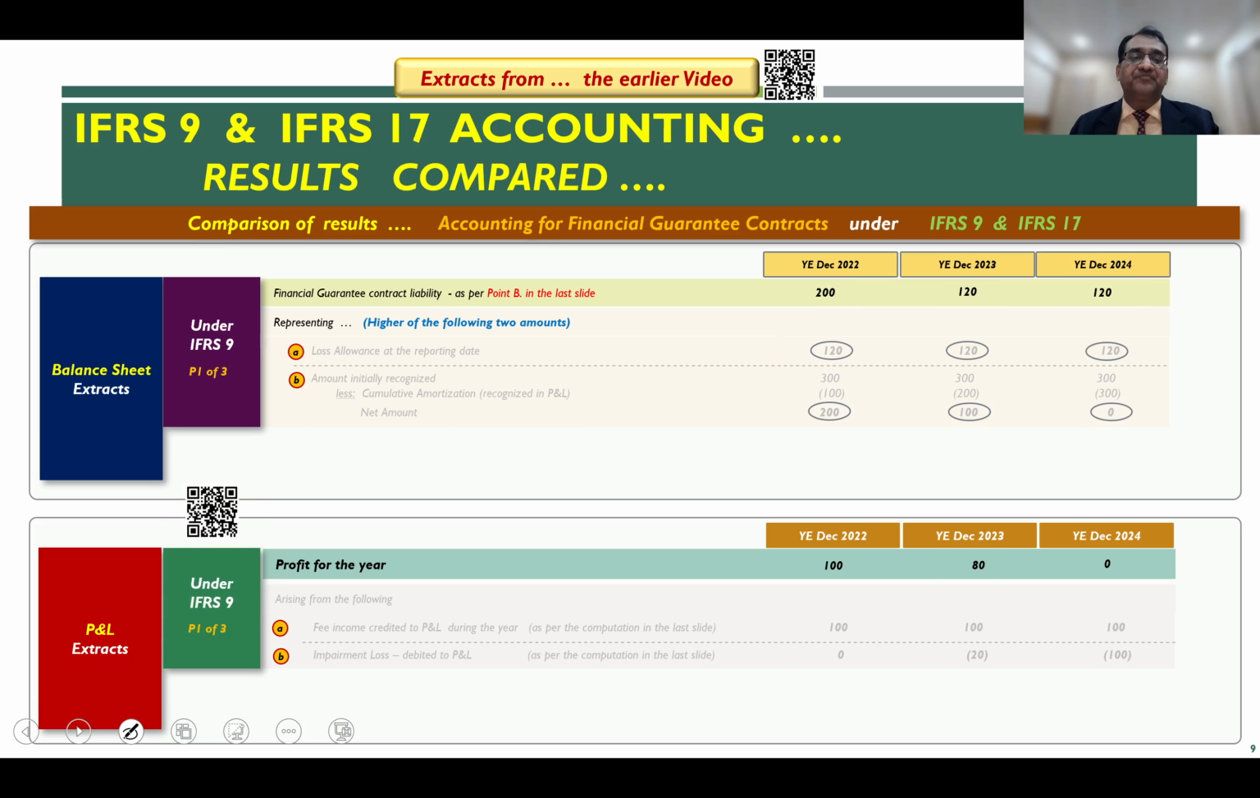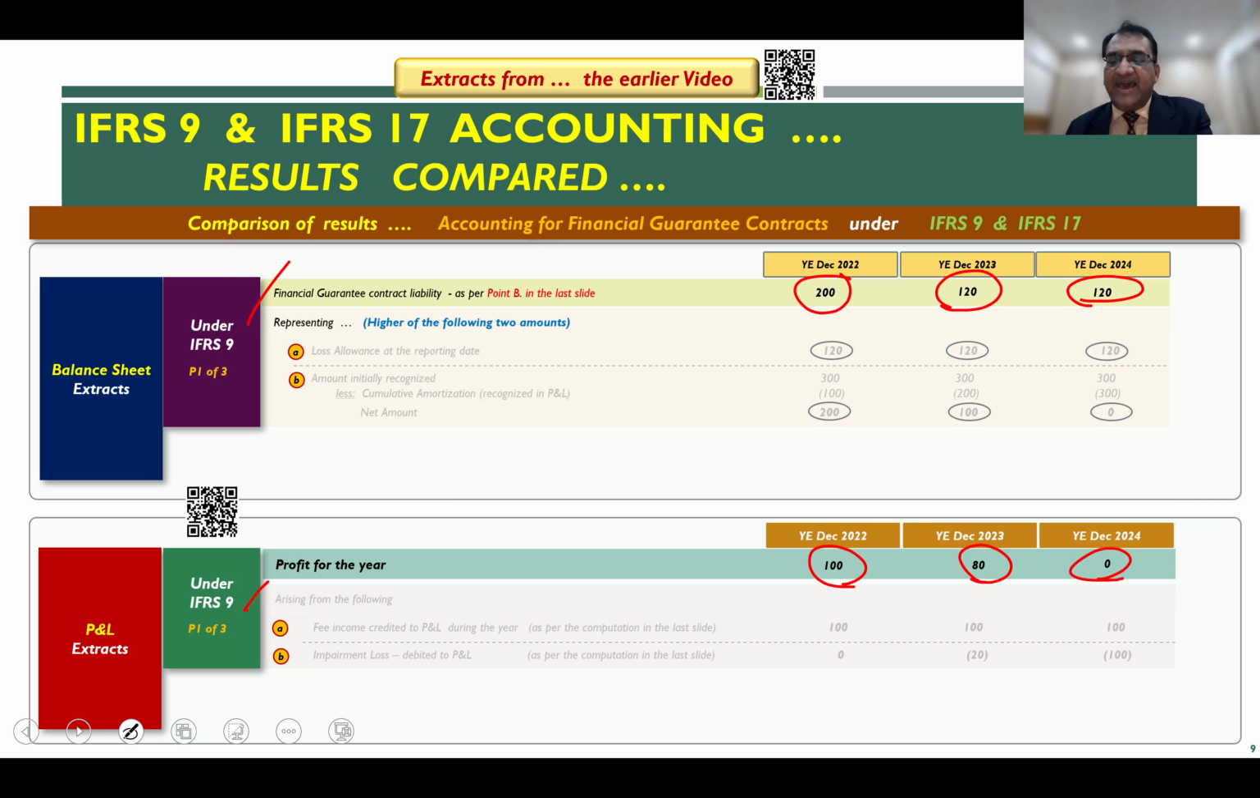Now, from an IFRS perspective, if this same fact pattern had been accounted under IFRS 9, your balance sheet would have the liability of this much, whereas your P&L would have been 180 and 0. This we have worked out in the previous case study.